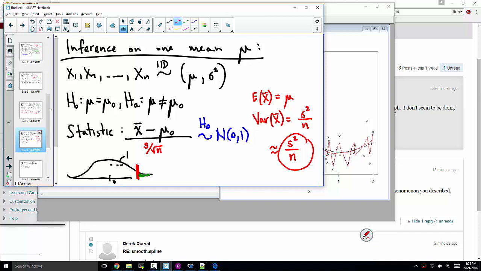We would also, because it's a two-sided alternative, want to look at the left side, minus 2.4, or even more extreme that way. That would be the p-value.